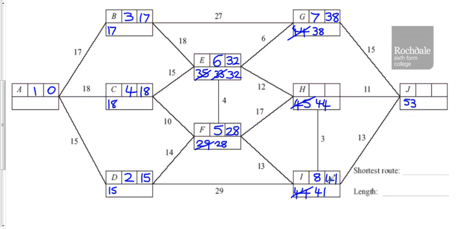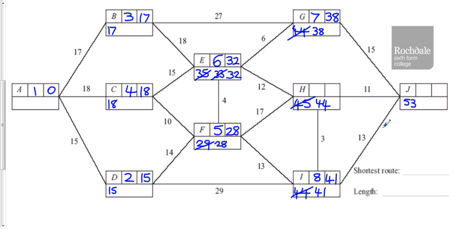Now from I could travel directly to H. That is possible. H has not been given a final value. 41 plus 3 is 44, which is the same as the current working value at H. So I don't need to write another 44. I only need to write it down if it's smaller than the current working value. So I'm not going to write it down. 44 is the same as the one that's already there.